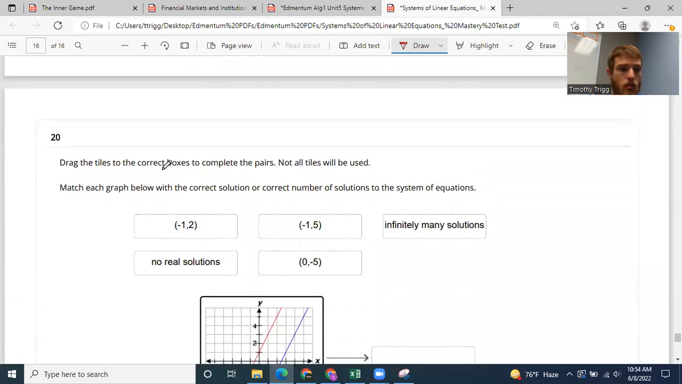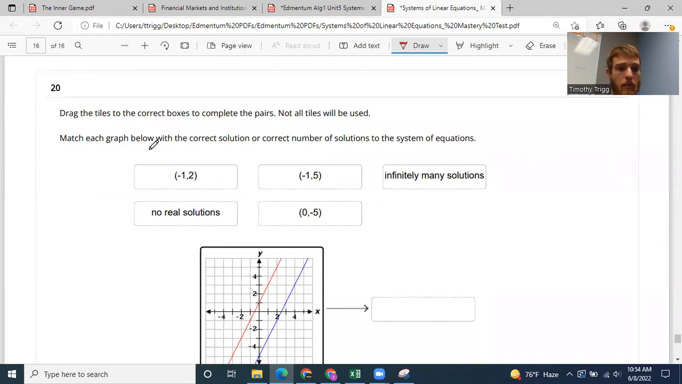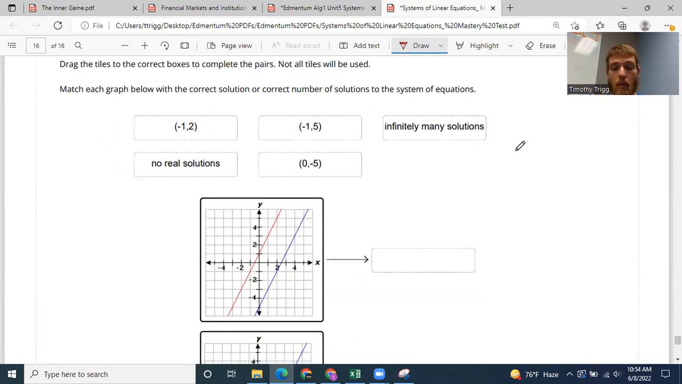Drag the tiles to the correct boxes to complete the pairs. Not all tiles will be used. Match each graph below with the correct solution or correct number of solutions to a system of equations. Remember, when we're looking for a solution, we're looking where the two lines cross each other. In the case of these parallel lines, do these cross each other at all? Well, no. So no solution there.